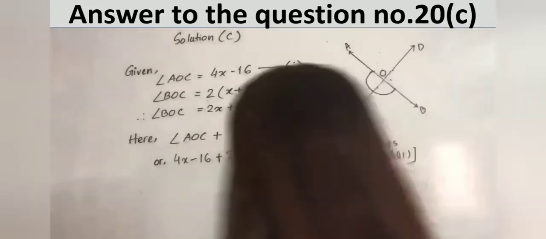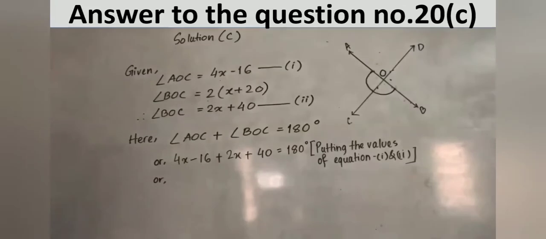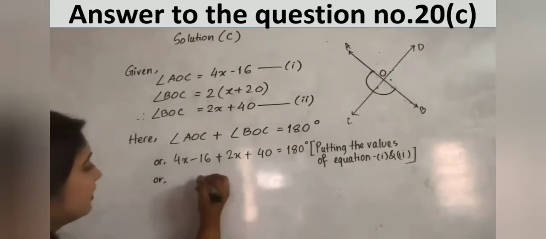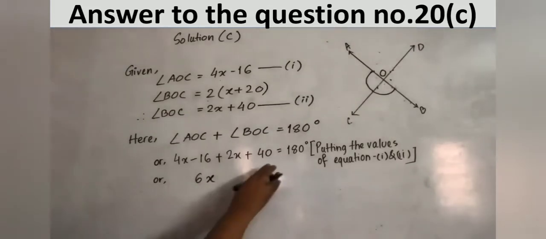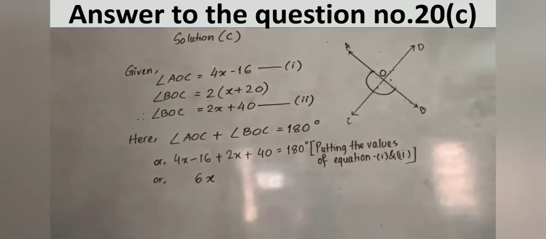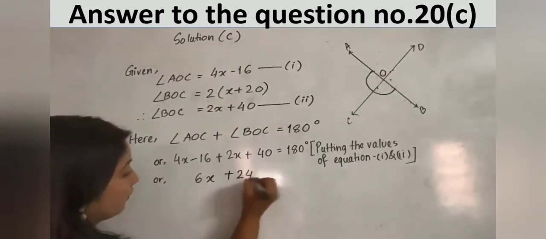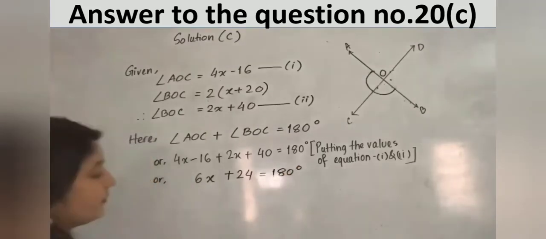Now what I will do is calculate and find the value of x. So see here, there is 4x plus 2x. So 4x plus 2x is 6x. And here it is 40 minus 60. If you calculate plus 40 and minus 60, what will be here? Yes, it is minus 20. This one is equal to 180.